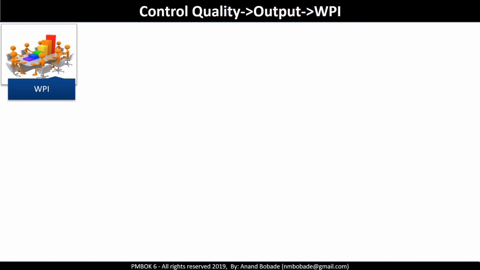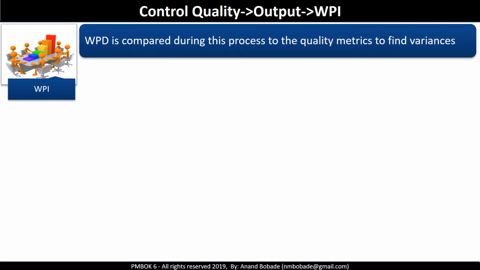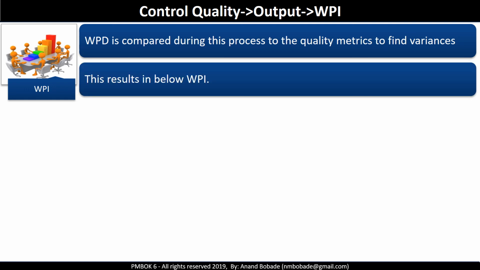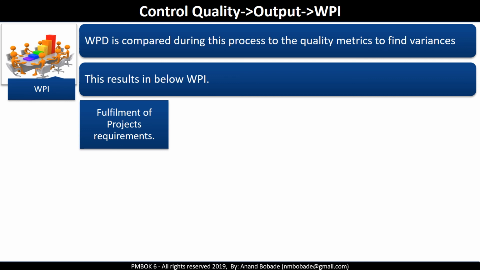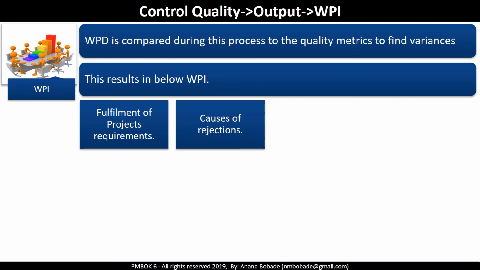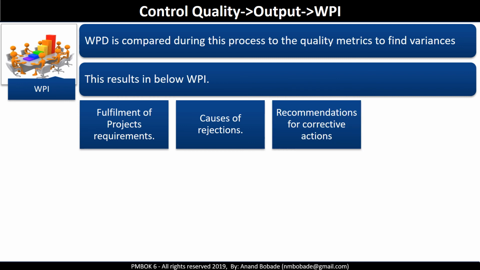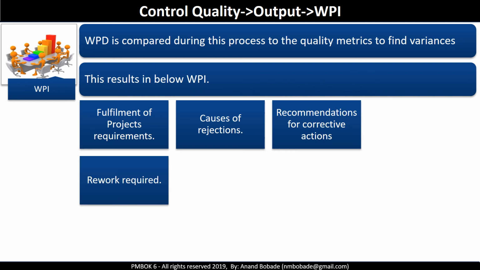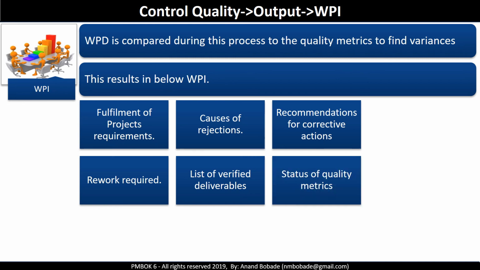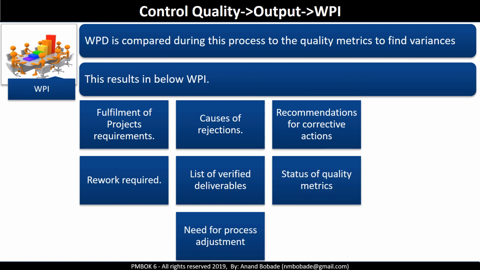Work performance information. The work performance data, which is an input to this process, is compared with the quality metrics to find variances. This will result in work performance information like fulfillment of the project's requirements, causes of rejection, recommendations for corrective actions, rework required, list of verified deliverables, status of quality metrics, need for a process adjustment. The work performance information like recommendations for corrective actions will lead to change requests. Again, that's the next output.